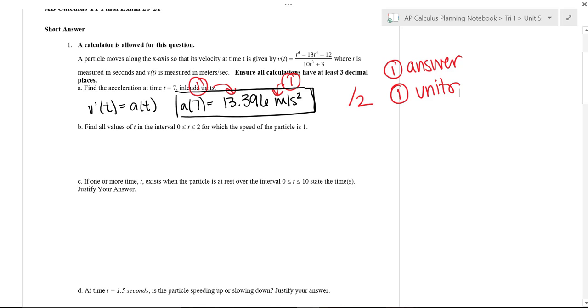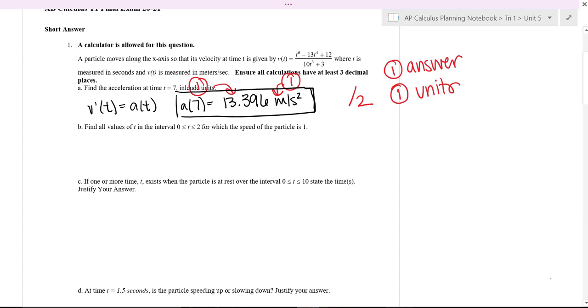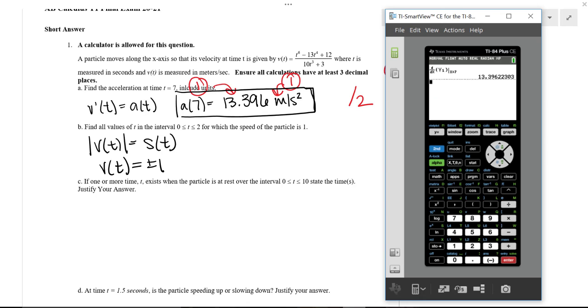All right, this next one is going to require a little bit of calculator work. We want the time for which the speed is 1. So I'm going to make a little bit of notation just so we're aware of what's going on. I know that the absolute value of velocity equals speed, which means that velocity can equal plus or minus 1 in this scenario. Because remember, speed is not indicative of direction, right? So velocity is speed with direction, which is why that negative sign shows up.